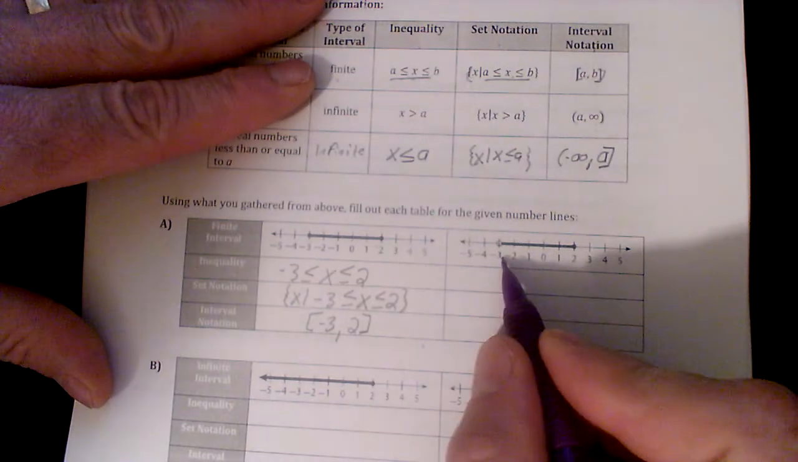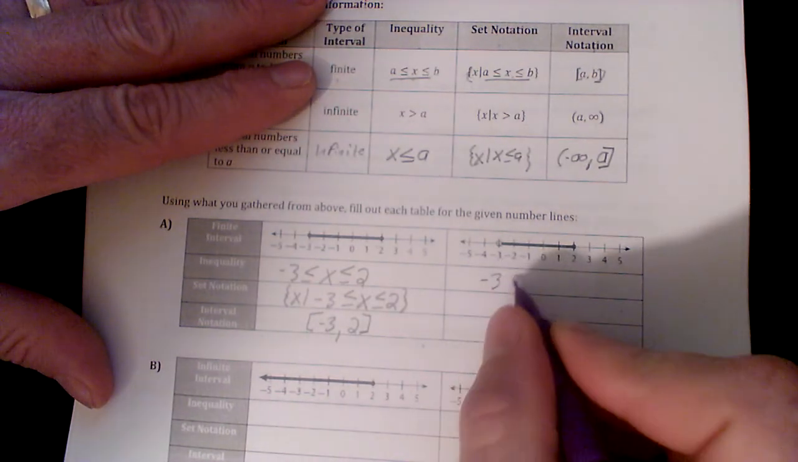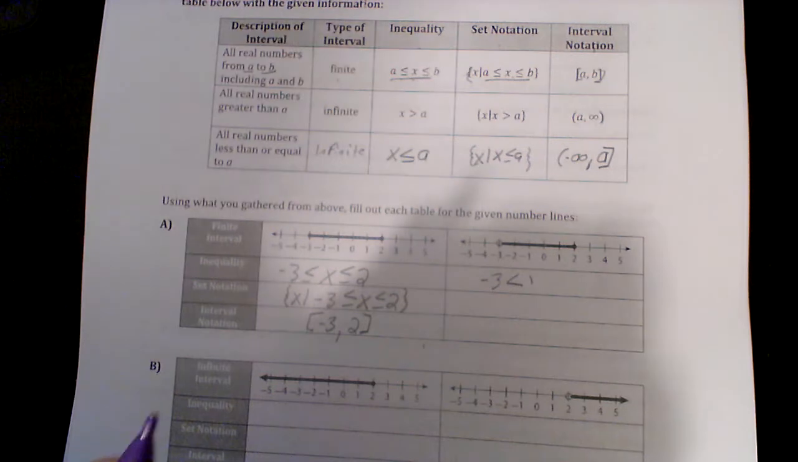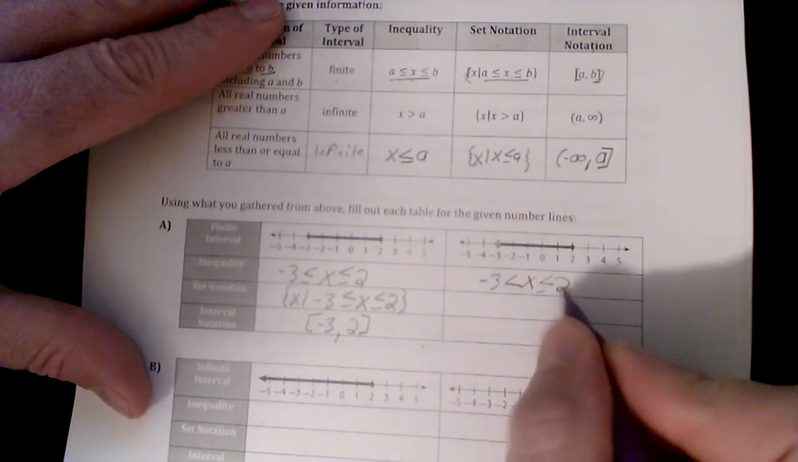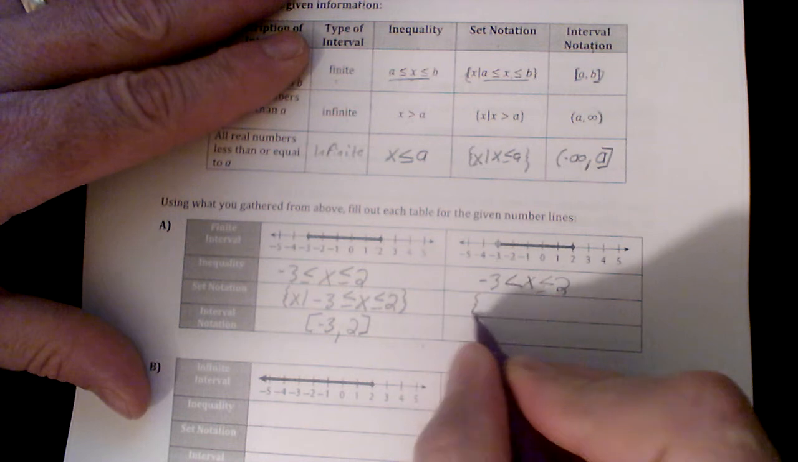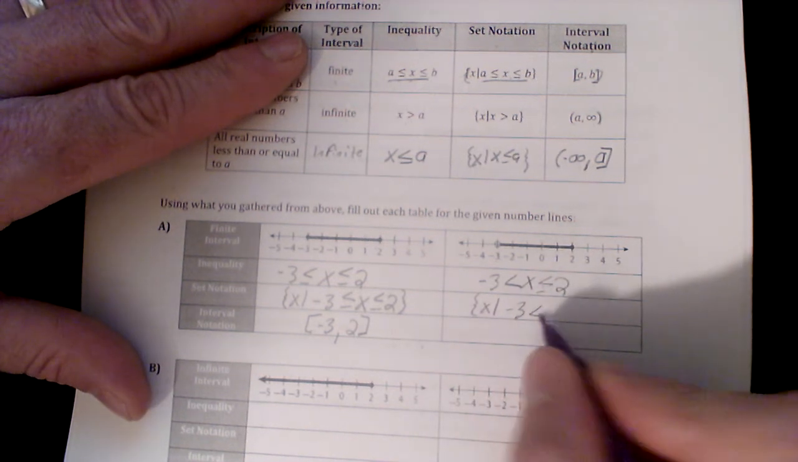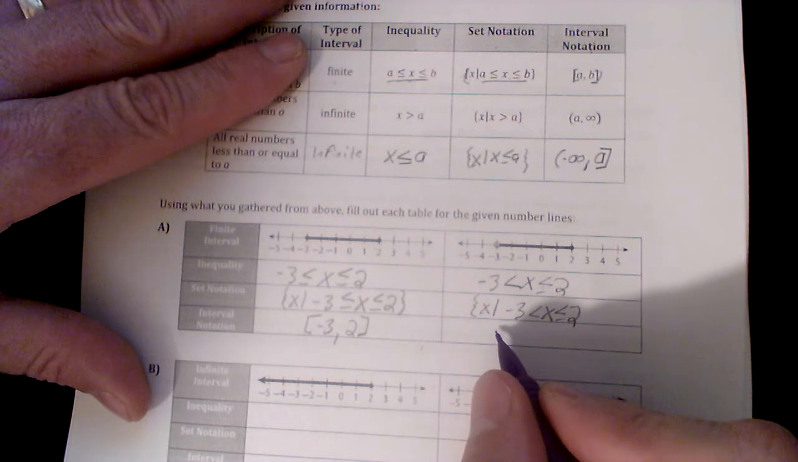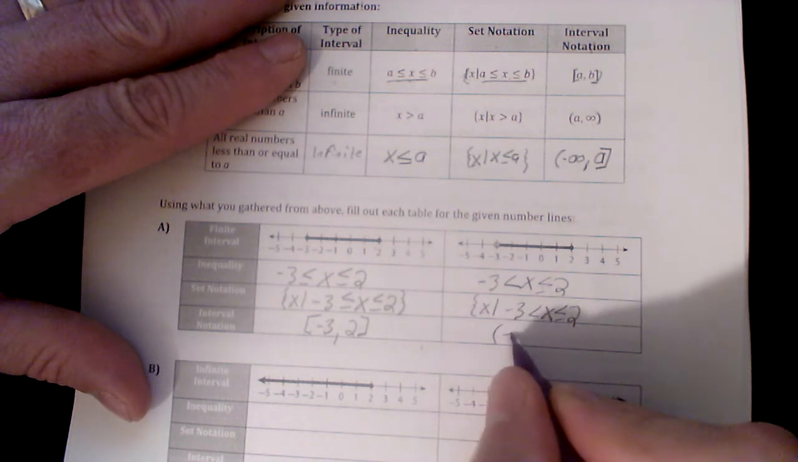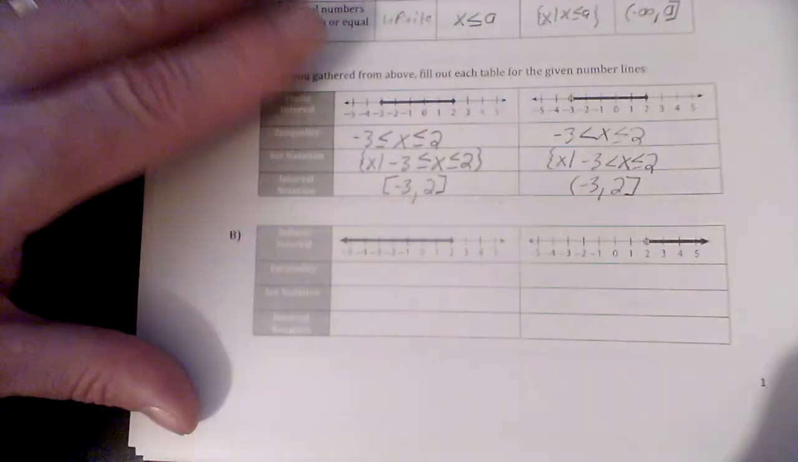Notice up here, we're still in between negative 3 and 2, but we don't touch negative 3. So I'm going to say negative 3 is just less than x. Touches 2, so less than or equal to 2. Once again, set notation. I'm going to do this little x bar. I'm going to write the same thing. Going to come down here. I don't touch negative 3, so I'm going to use a parenthesis. I touch 2, so I'm going to use a bracket. Pretty quick, isn't it? Almost done with the first page already.